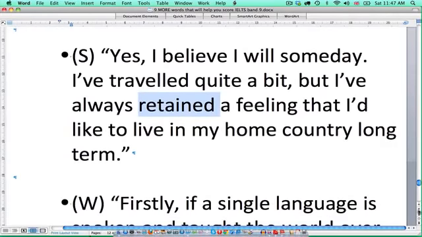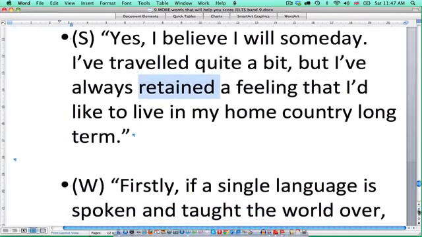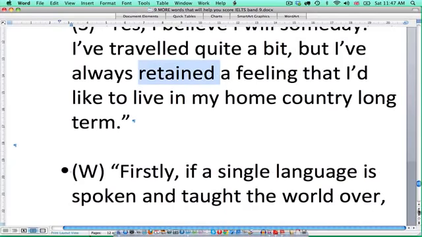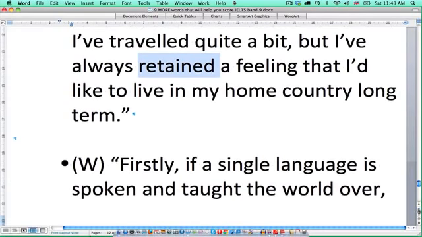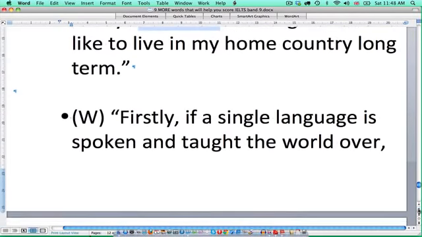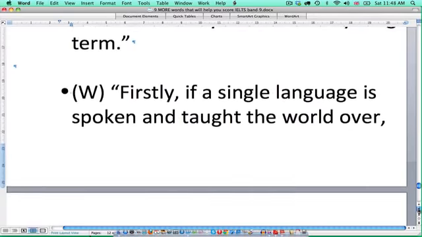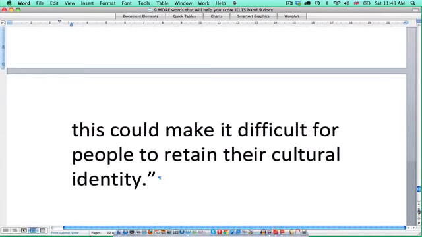There was a question, I don't think it was super recent, it might have been about a year ago, and the question was, what are the drawbacks of the world speaking one common language? Or it asked to look at the advantages and the disadvantages, but anyway, if we were looking at the negatives of the entire world speaking one common language, firstly, if a single language is spoken and taught the world over, this could make it difficult for people to retain their cultural identity. So this would be the topic sentence of a supporting paragraph, and then you would follow this with an example and discussion and so on.